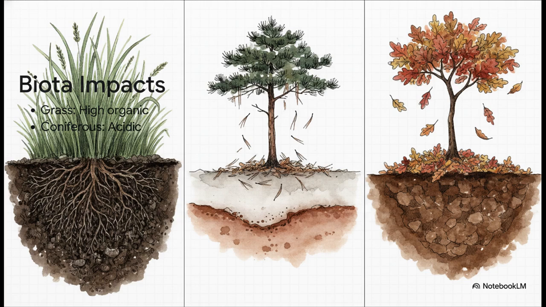Coniferous trees, on the other hand, drop needles that are super low in basic cations like calcium and magnesium. This leads to rapid leaching and highly acidic soils. Meanwhile, deciduous trees, like oaks and maples, drop a continuous litter that actively cycles nutrients, creating base-rich soils. The plants aren't just passively sitting there, they are actively engineering the soil from the inside out.